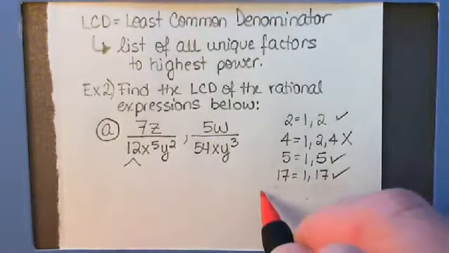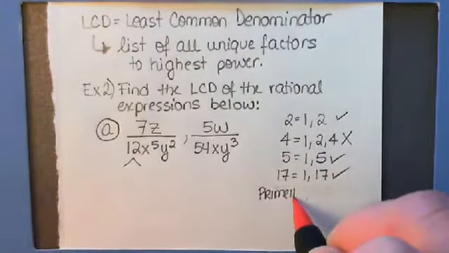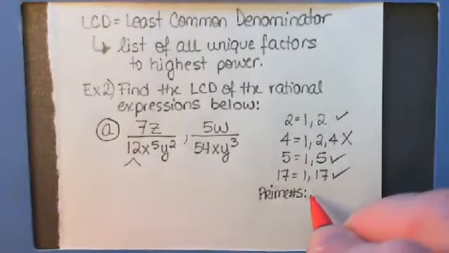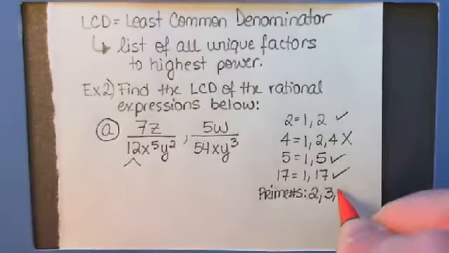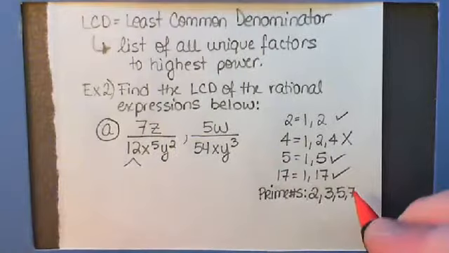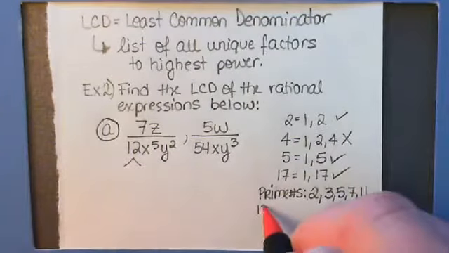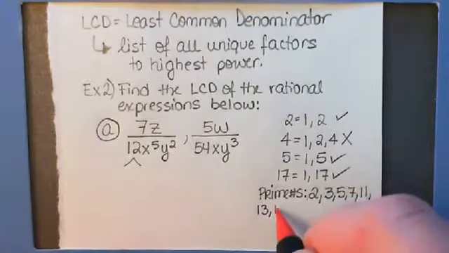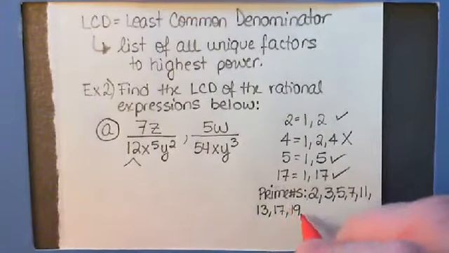So let's go ahead and make a list of prime numbers, at least a few of them. Starting with number 2, we're going to have 2, 3, 5, 7, 8, 9, 10, 11, 13, 14, 15, 16, 17, 18, 19. 19 is a prime number.